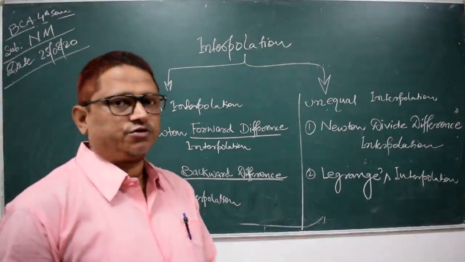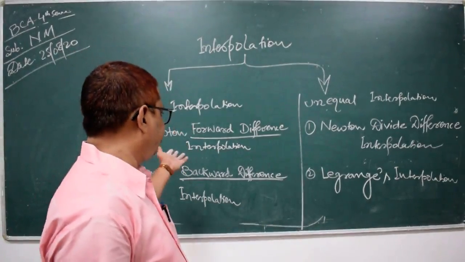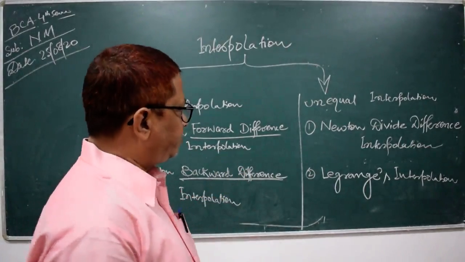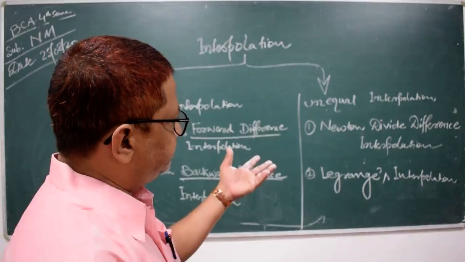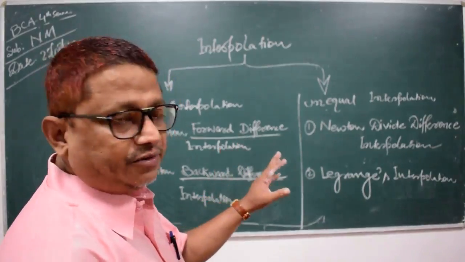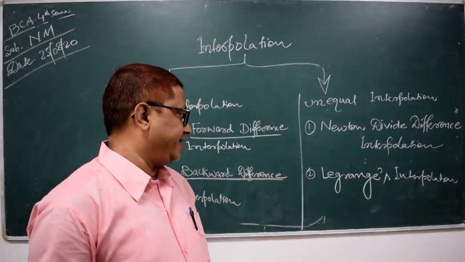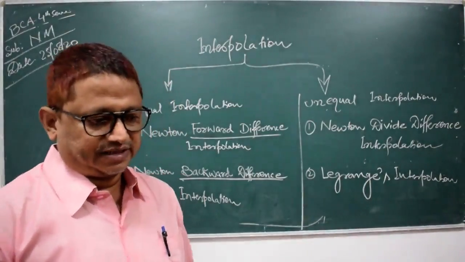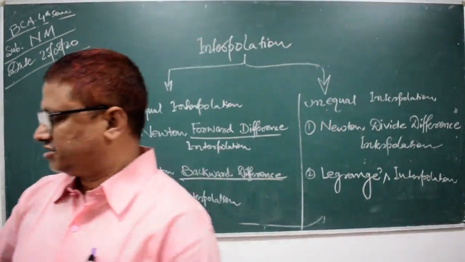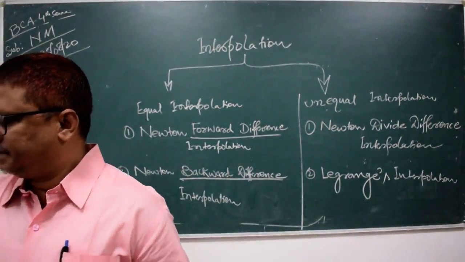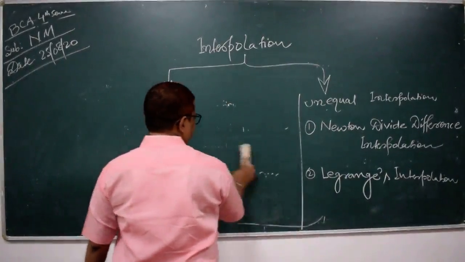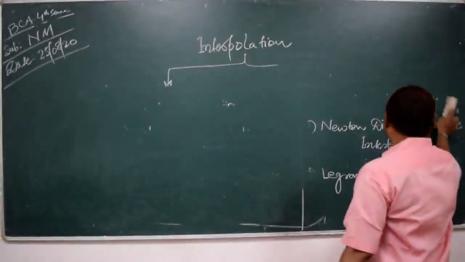On the equal side, there are two methods, Newton forward difference interpolation and Newton backward difference interpolation. Now come to unequal interpolation. There are two methods. One is Newton divided difference interpolation, and the second one in unequal is Lagrange's interpolation. There are four methods in interpolation. All the methods are based on a certain procedure to find the value. How do we find the value with the help of equal or unequal?